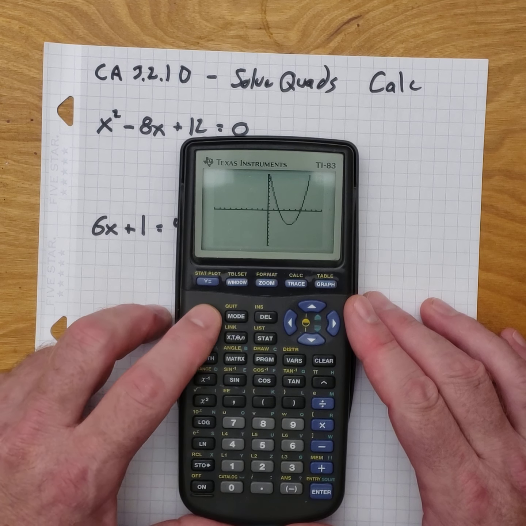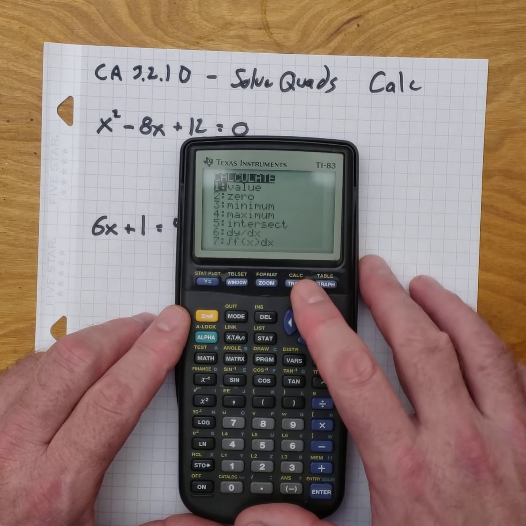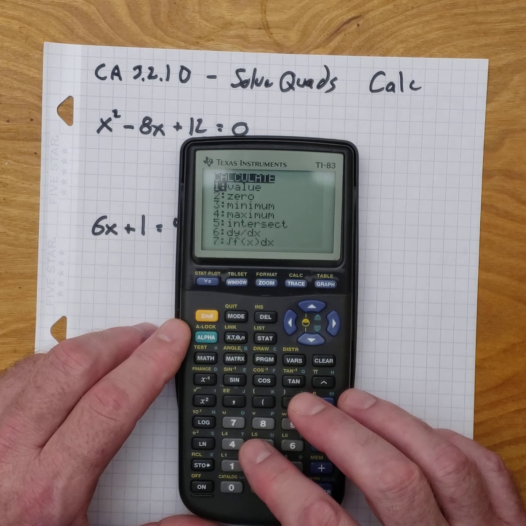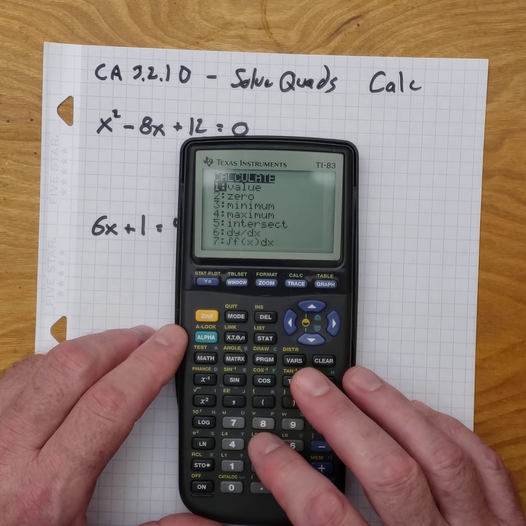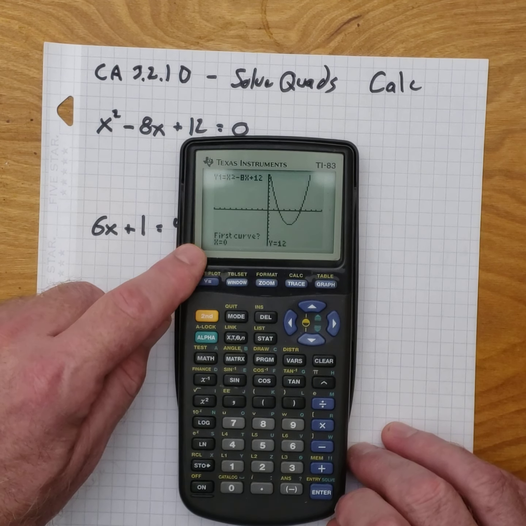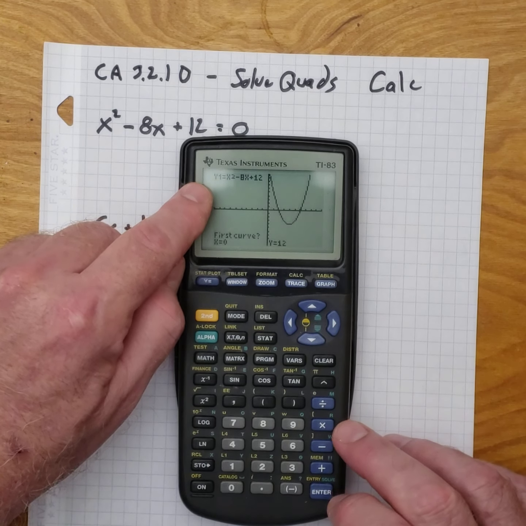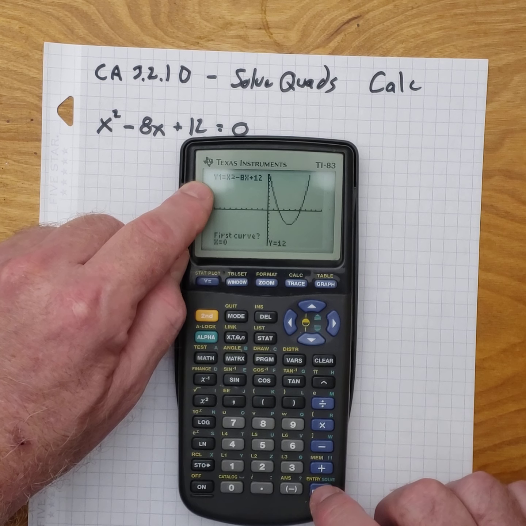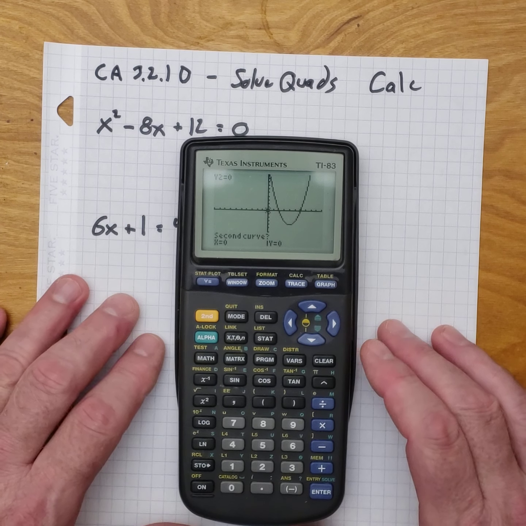Okay, we're going to go second, calc. It's the trace key, but the second function is calc. And we're looking for the intersection, which is option number 5. So second, calc 5. And then it's asking us which curves we want. And it's giving us our options up here. Right? It's got y1, that's the first curve. So hit enter to select that.